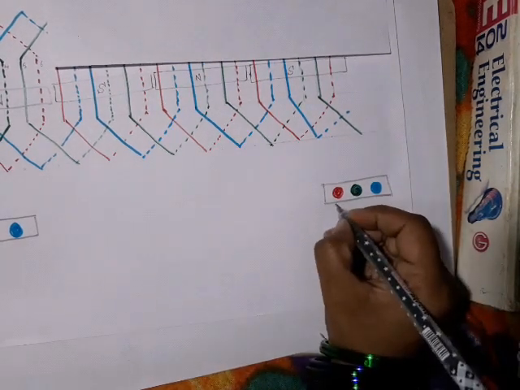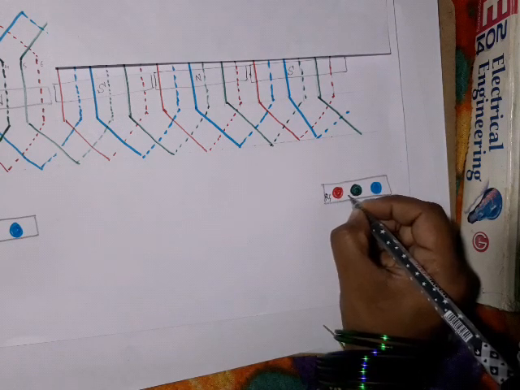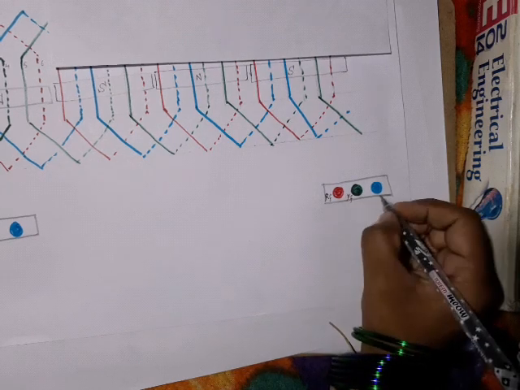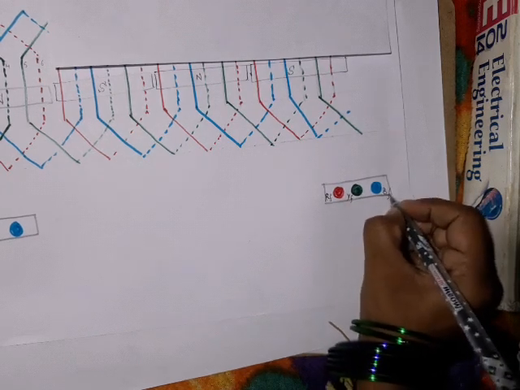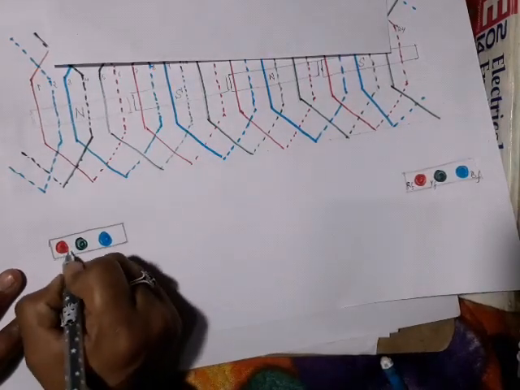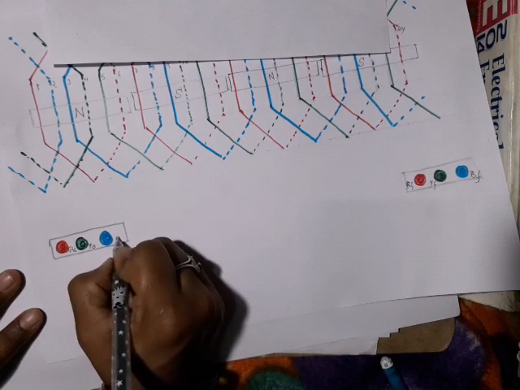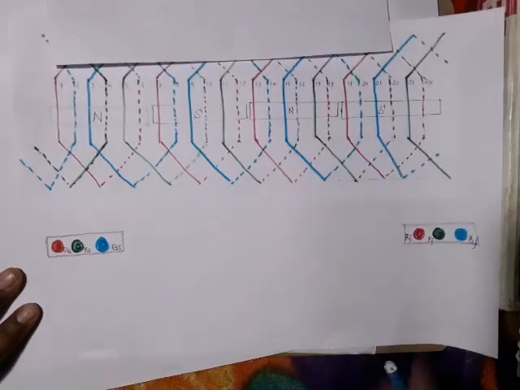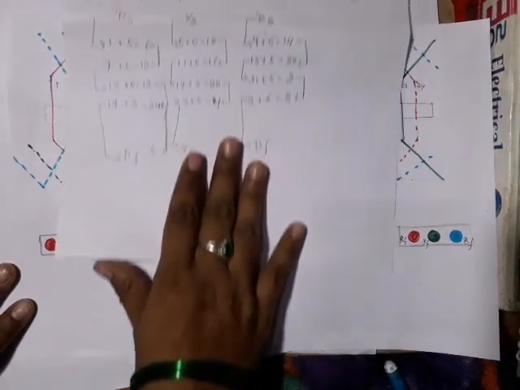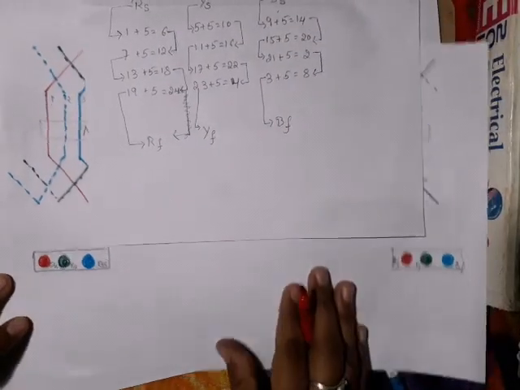So this is RF, R finish, Y finish, B finish. So here is R start, Y start, B start. From this table, R start is connected to what? 1. And make sure that you use the same color.